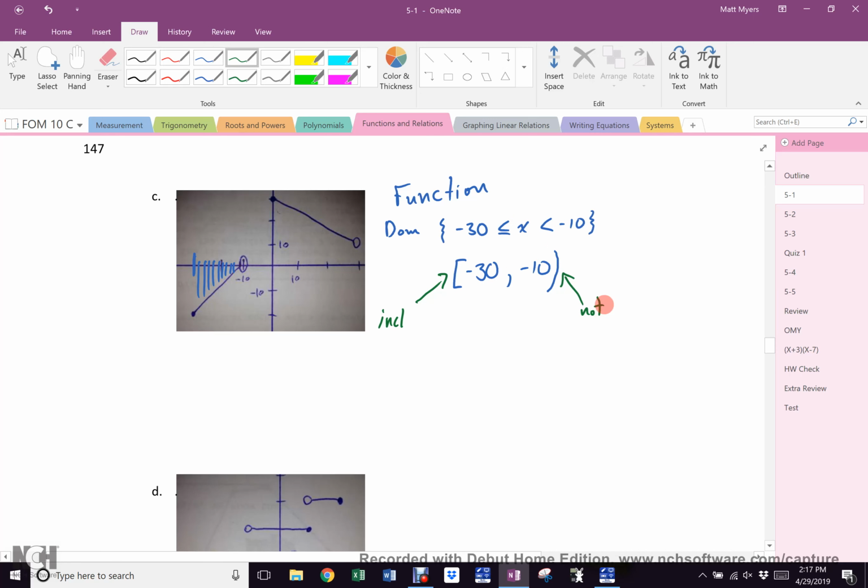Now, you're intelligent young people. What happens right here? It starts again, doesn't it? So I have to start again with my domain. What is this value? 0. Is it included? Yes. So less than or equal to x, up to what? Is 30 included? So a regular arrow.